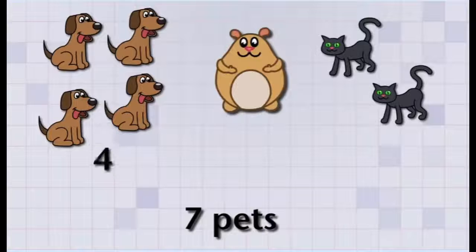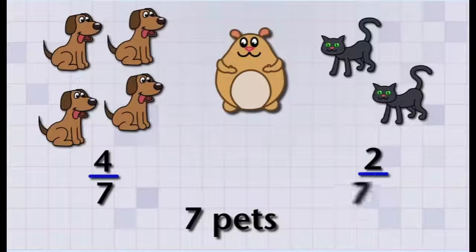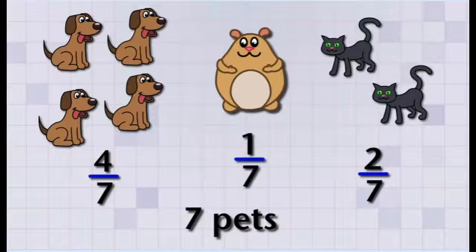Well, that means that 4 over 7, or 4/7 of your pets are dogs, and 2 over 7, or 2/7 of your pets are cats, and 1 over 7, or 1/7 of your pets are hamsters. It also means that your house probably smells like a pet store. Okay, so fractions can be used to represent anything from parts of a circle to kitty cats.